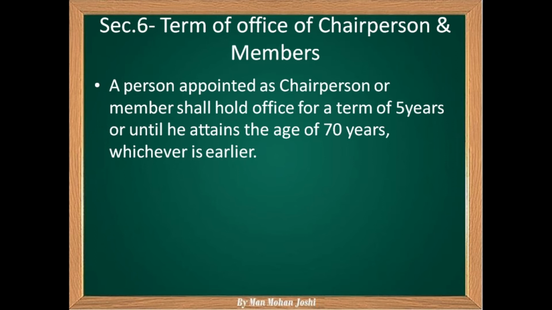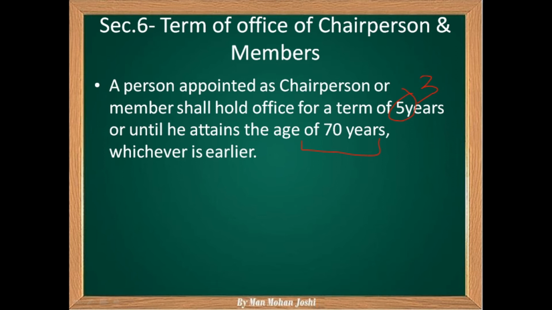Earlier it was a term of 5 years or 70 years of age. Don't you forget, in 2019 there was an amendment. Now, the term of office is 3 years. Please correct it, and the age is the same, 70 years. Up to 70 years of age they will continue in office. The term will be 3 years or 70 years of age.